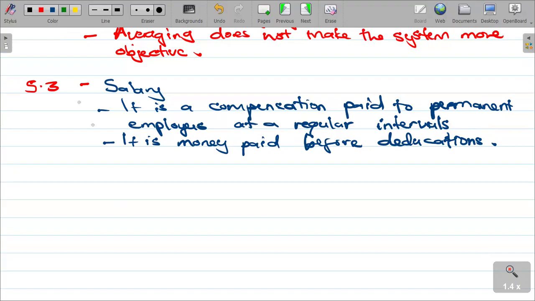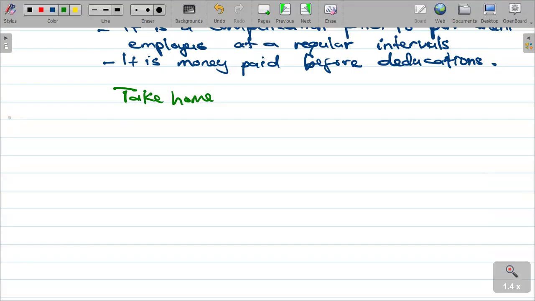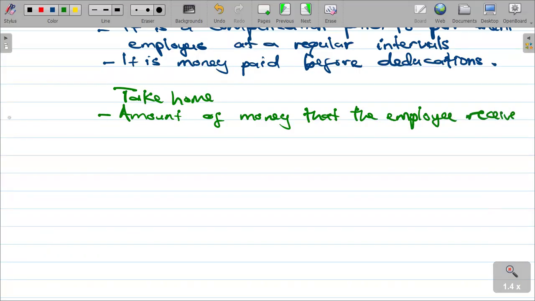So let's discuss take-home money. Take-home money is the amount of money that the employee receives after deductions. Deductions like tax, UIF, and pension.